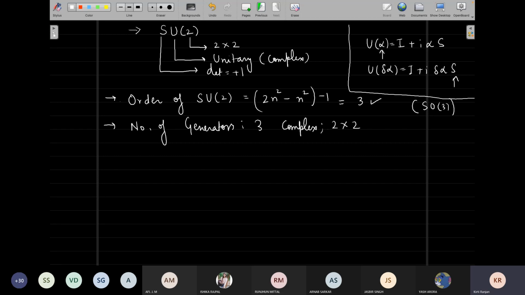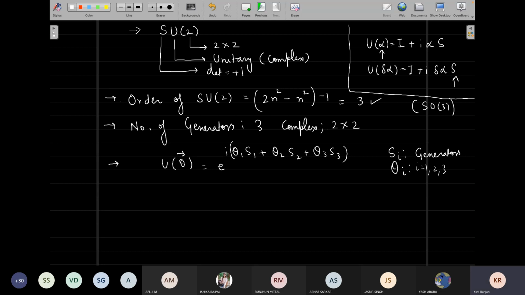That it exists. And I can just extend now the knowledge which we gained yesterday, that if I want to write down U theta in general, let's say theta vector, then it is nothing but e to the i theta 1 S1 plus theta 2 S2 plus theta 3 S3. Now, what are S? Generators, right. Now, one thing which I want to say, that this theta i, where i is equal to 1, 2, 3, is now the rotation in which space? It's a rotation in complex or unitary space.